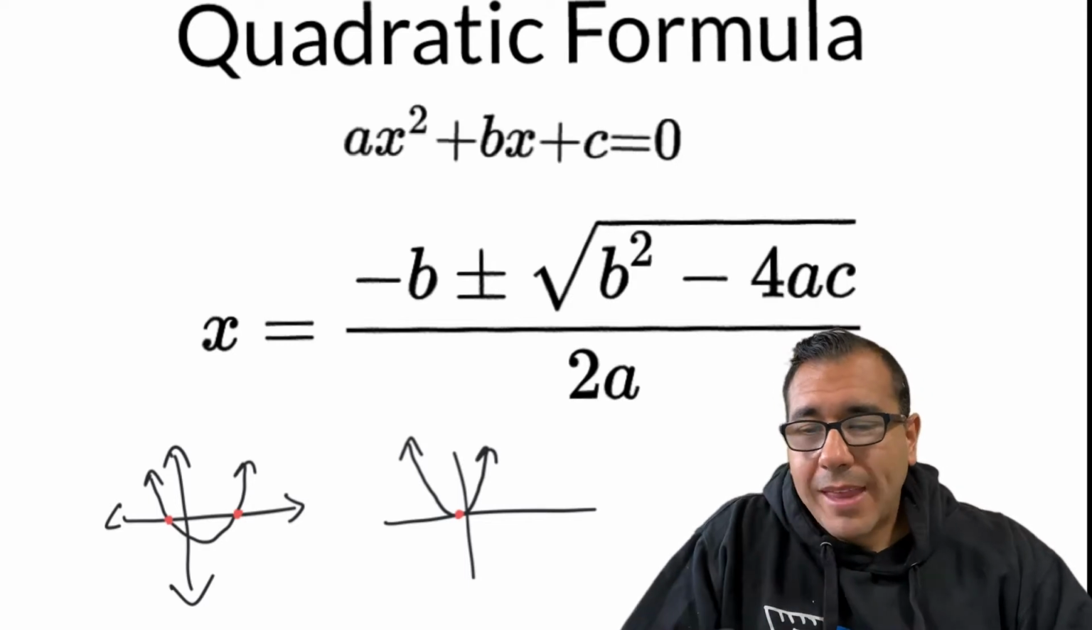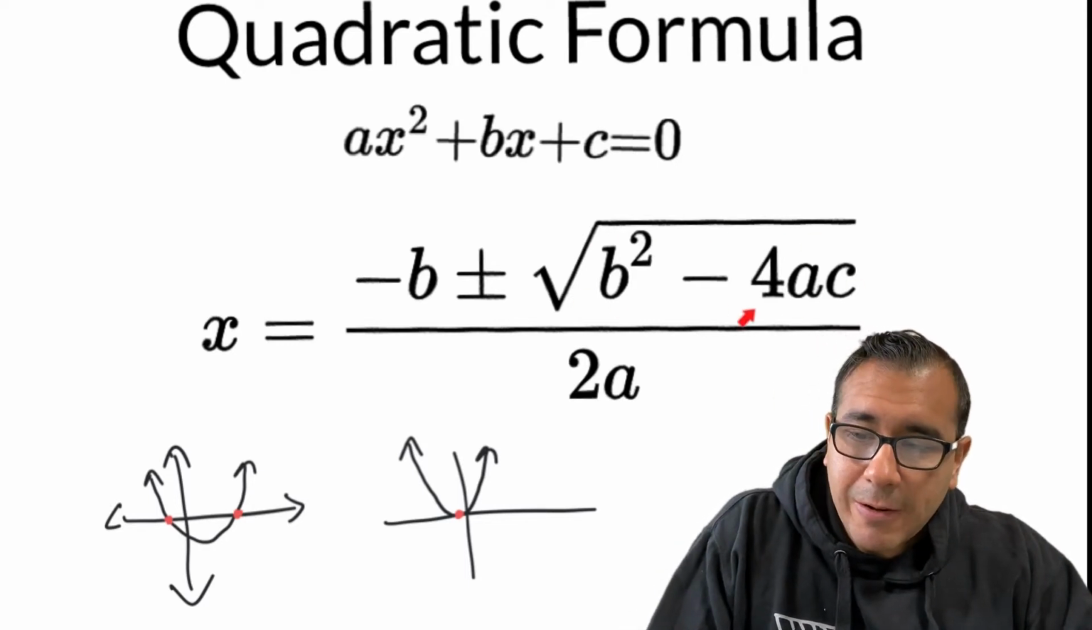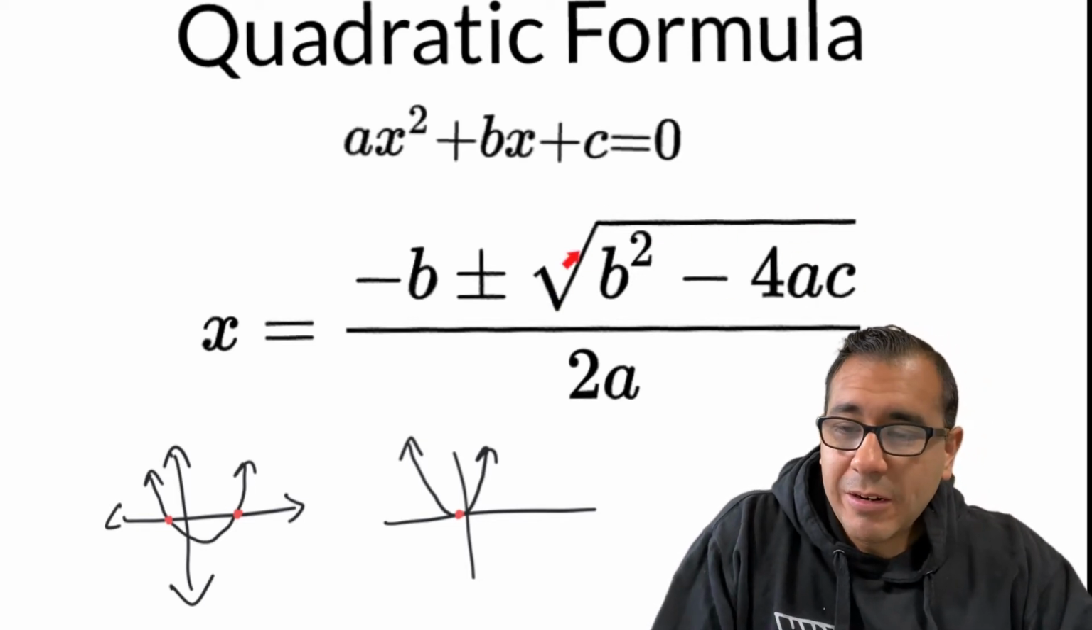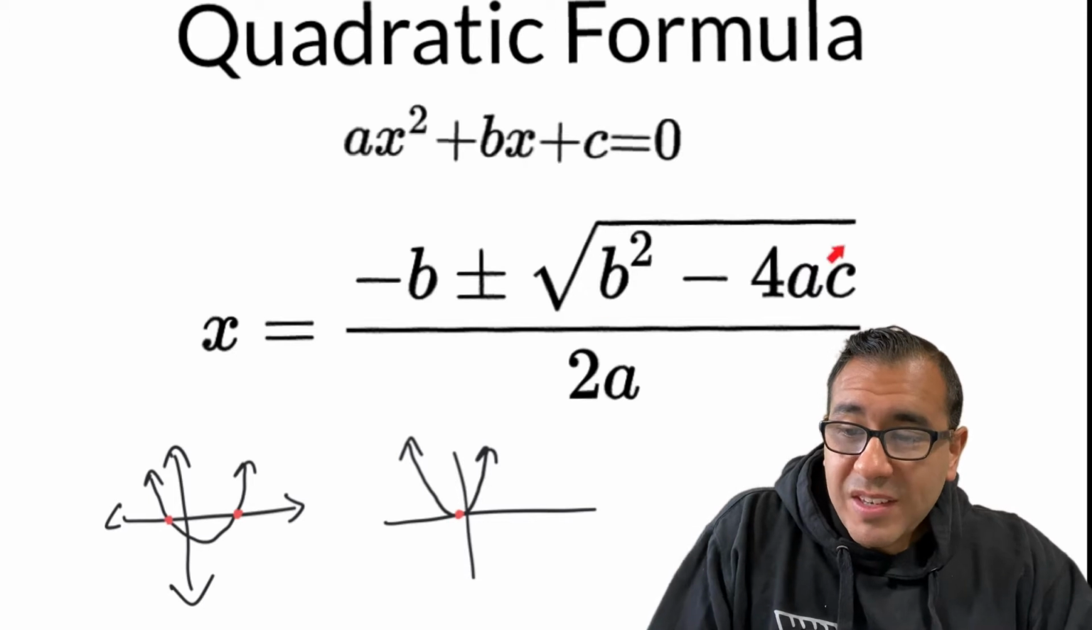And what that means is whatever is inside of our radical here, and this has a name, a discriminant, we'll get into that later, this is going to be 0.